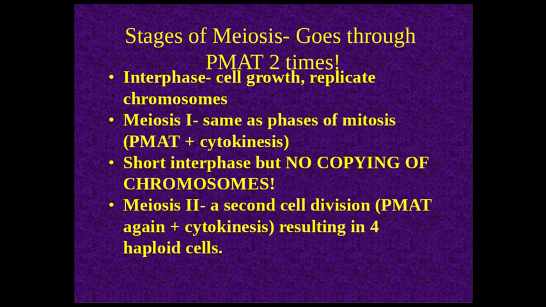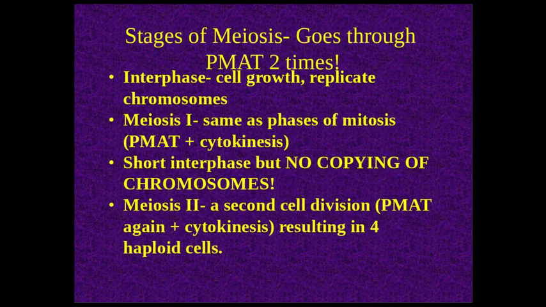So the stages of meiosis are exactly the same as mitosis, really. It goes through interphase, then it goes through meiosis 1, which is PMAT, plus cytokinesis. So prophase, metaphase, anaphase, telophase. Then it has another short interphase, but no copying of chromosomes happens there, okay? And then the second meiosis happens. It's the second cell division, and it results in 4 haploid cells, all right? And we're going to get into what that means.